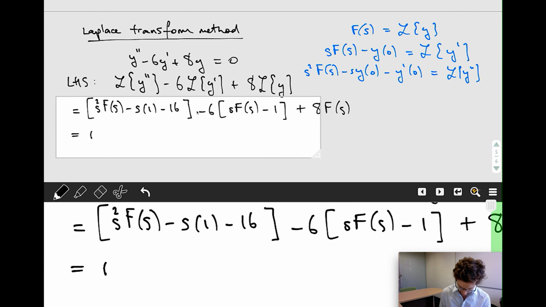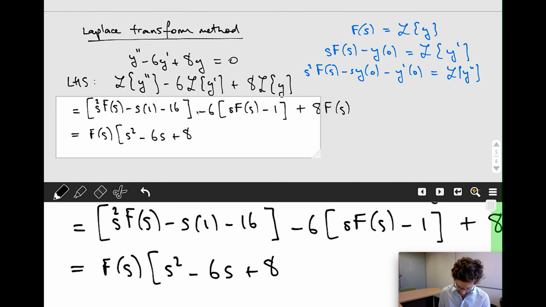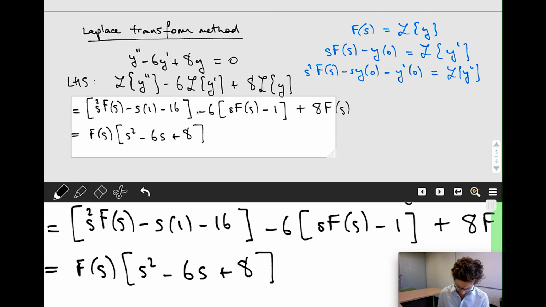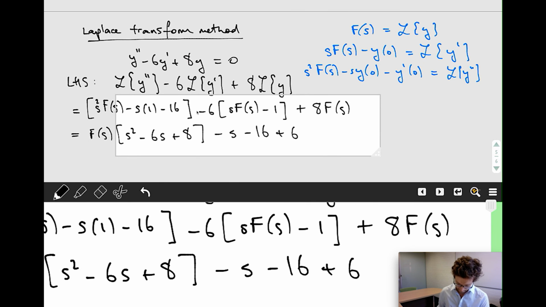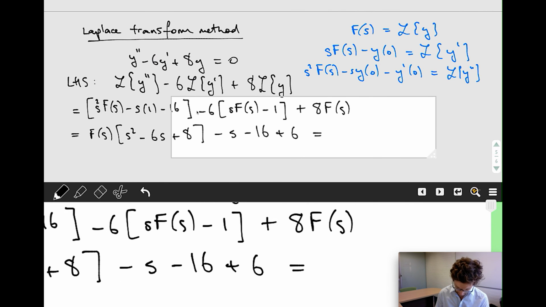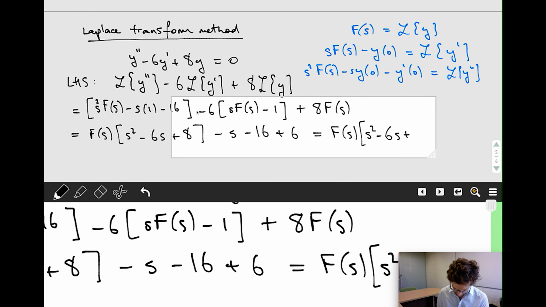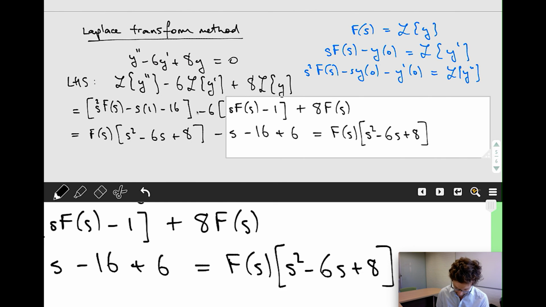Let's take out the common factor of big F of s, which leaves me with s squared minus 6s plus 8. And I've got left over minus s minus 16 plus 6, which becomes big F of s in brackets, s squared minus 6s plus 8, minus s minus 10.